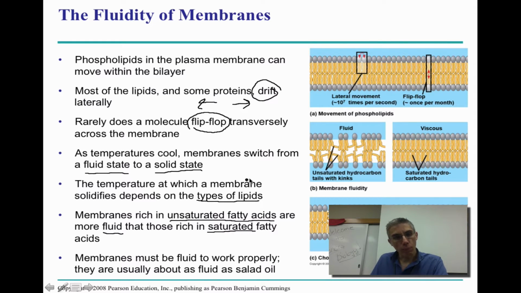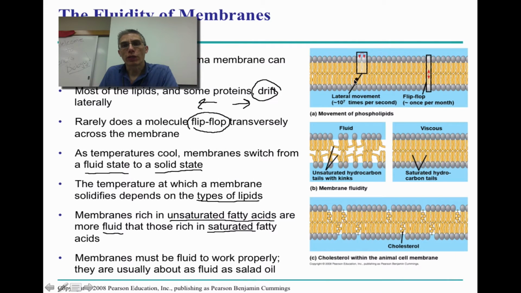Now, if you remember back to our discussion about the macromolecules, unsaturated fatty acids were a large component of oils. And so it makes sense that those would be more fluid. And those that were considered saturated fatty acids were going to be the more solid type of fats, like butter and lard. Membranes must be fluid to work properly. So again, if we make a comparison between this membrane and its fluidity, sometimes they are compared to salad oil. So that gives you an idea as to how fluid they are. So again, as we had said, there's going to be lateral movement between these different molecules within this bilayer.